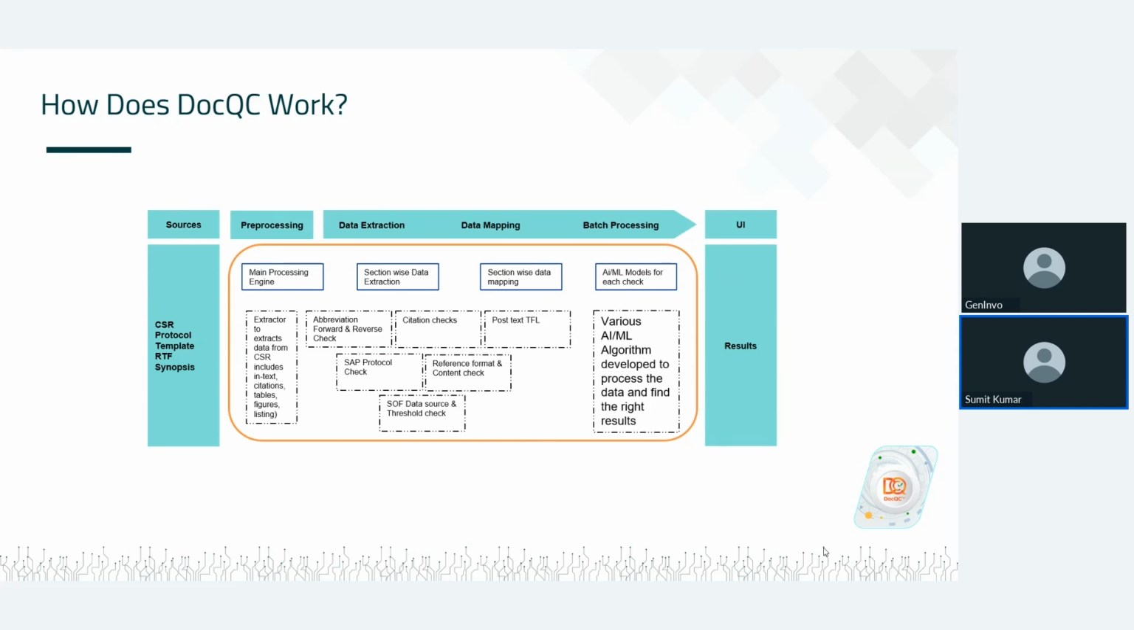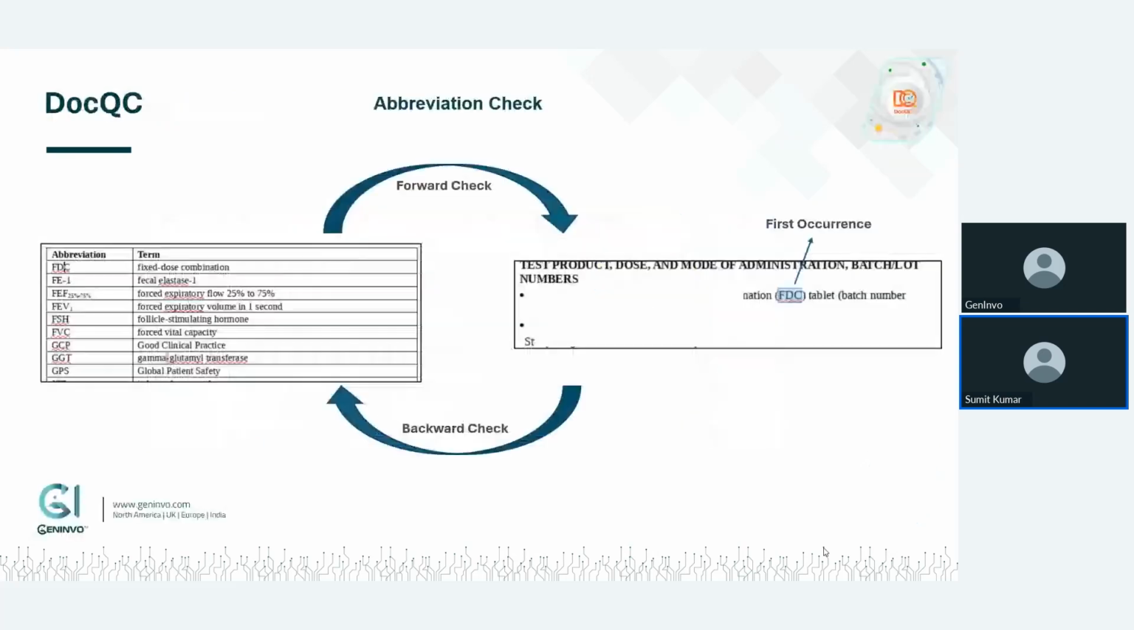So now I'll talk about a few of the examples, a few of the checks, and how DocQC is working. The first check that I'm talking about is the abbreviation check. In all the CSRs, there is a table or a list of abbreviations. The first part of the abbreviation check is to make sure that all the abbreviations present in the CSR table should be present in the CSR document itself.